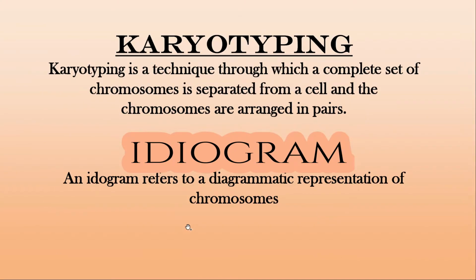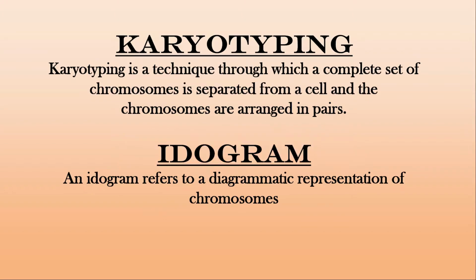So what is meant by karyotyping? Karyotyping is a technique through which a complete set of chromosomes is separated from a cell. The whole set of 23 pairs of chromosomes, for human beings. The complete set of chromosomes is separated from a cell, arranged in pairs and studied. This is what is called karyotyping. What do you mean by ideogram? An ideogram refers to the diagrammatic representation of these chromosomes. It is not the actual picture, but a diagrammatic representation of the chromosomes.